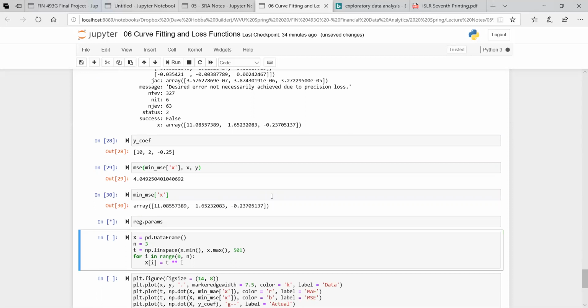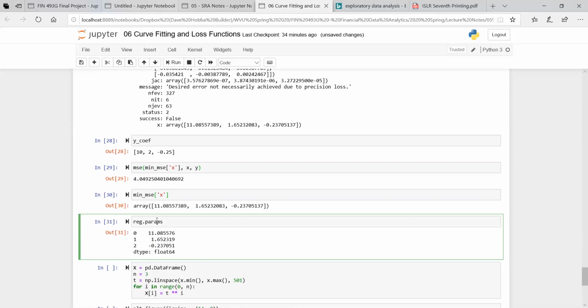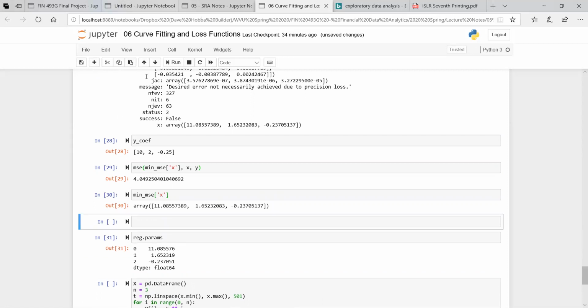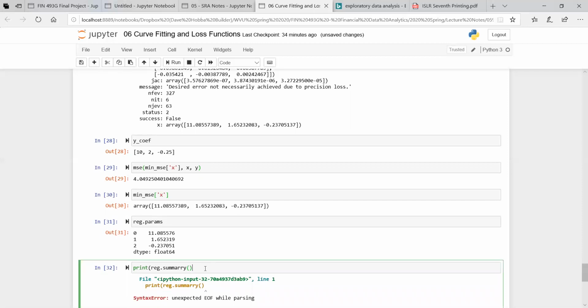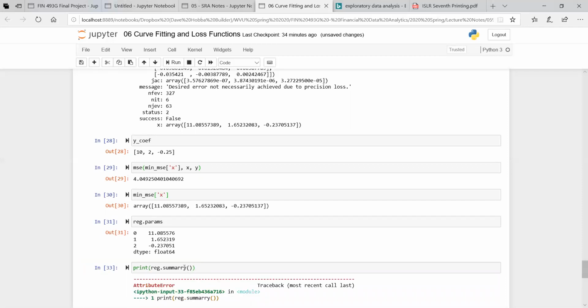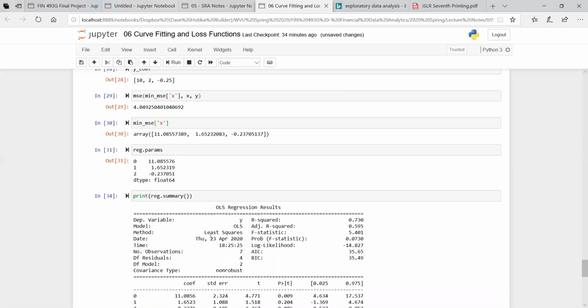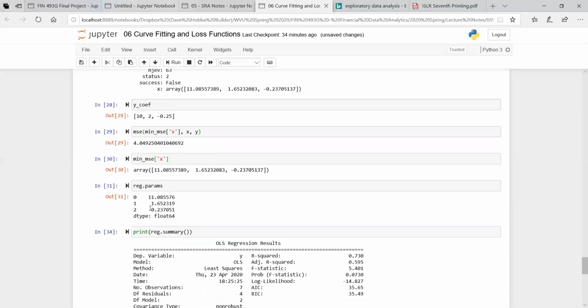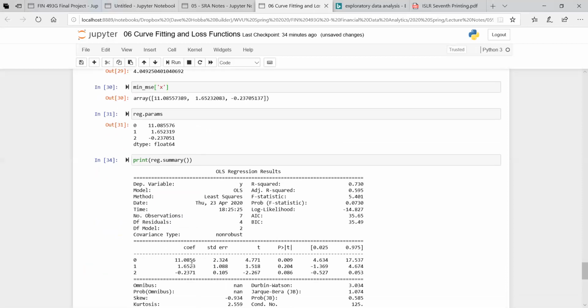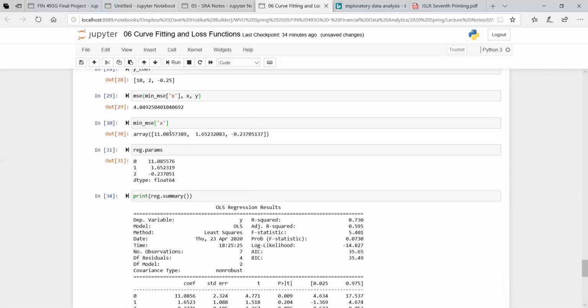Now let's look at the reg parameters. So this is from the ordinary least squares regression from before. If we print the regression summary, reg.summary, open and close another parentheses. I think I have too many R's. We have the same coefficients, so 11.08 and so on. This is the same result. These are the same coefficients that you get by minimizing mean squared error.